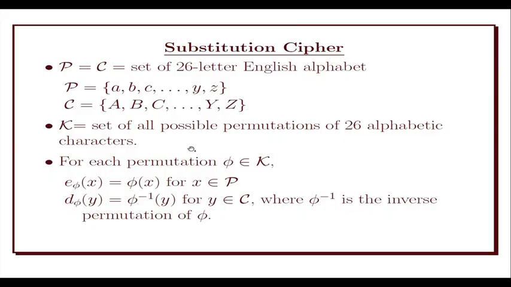This is our plain text space, this is our cipher text space, and this is the key space, the set of all possible permutations on the 26 alphabets. So, there are 26 factorial permutations possible. Now encryption is basically: we take a permutation and a symbol, and E of phi is the permutation phi of x. We will come to an example. D of phi is the inverse permutation; if we apply the inverse permutation, we get back the message. This is the typical substitution cipher encryption and decryption.